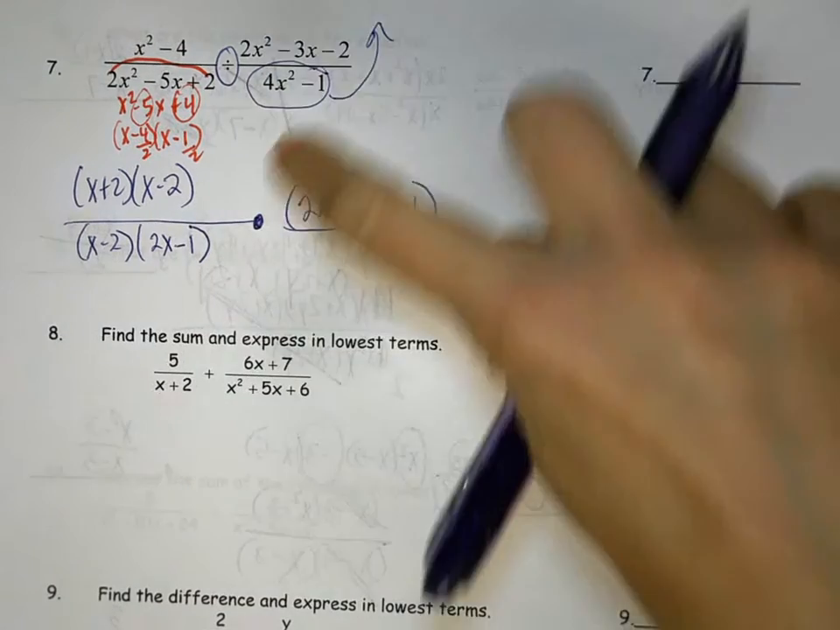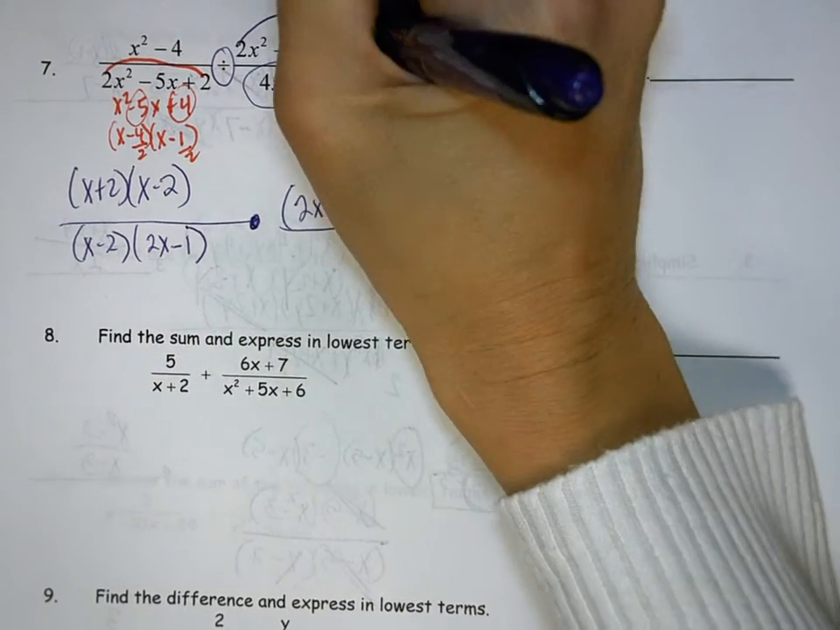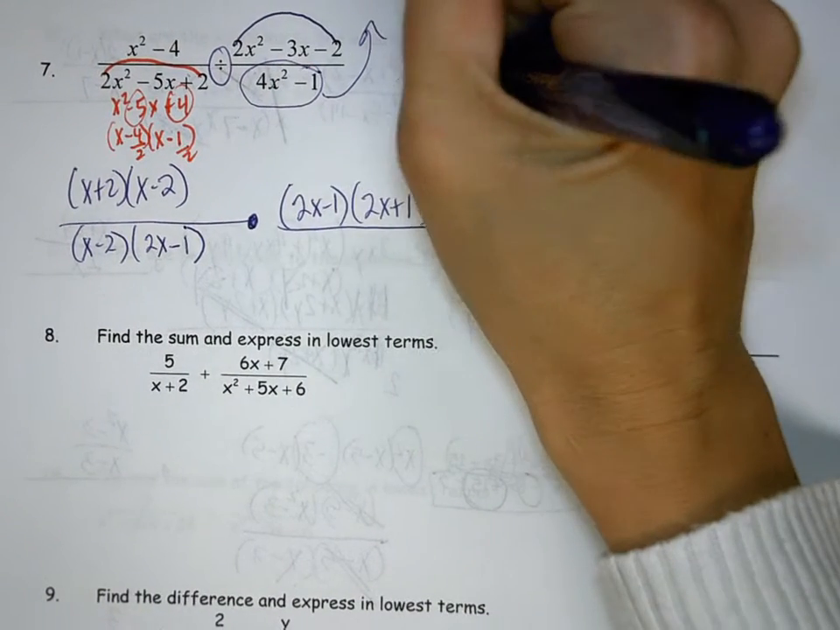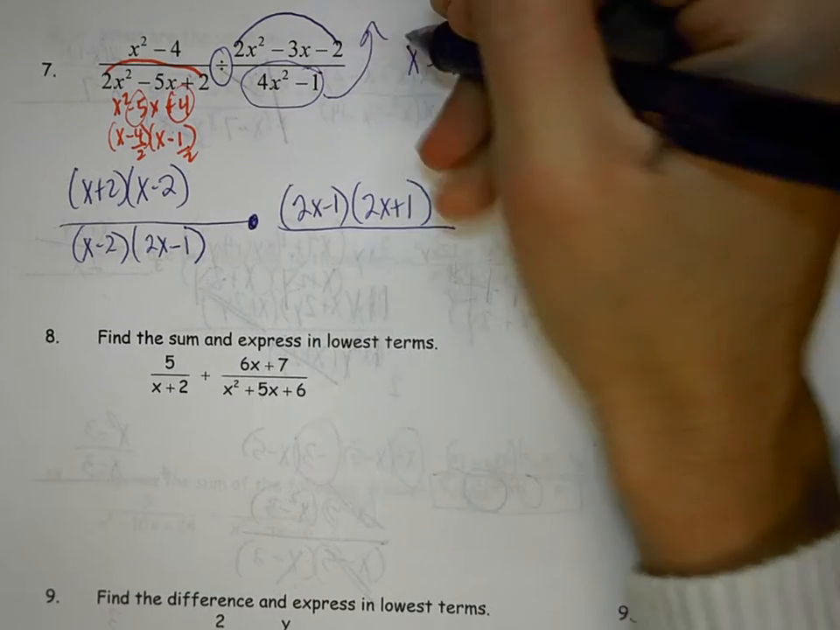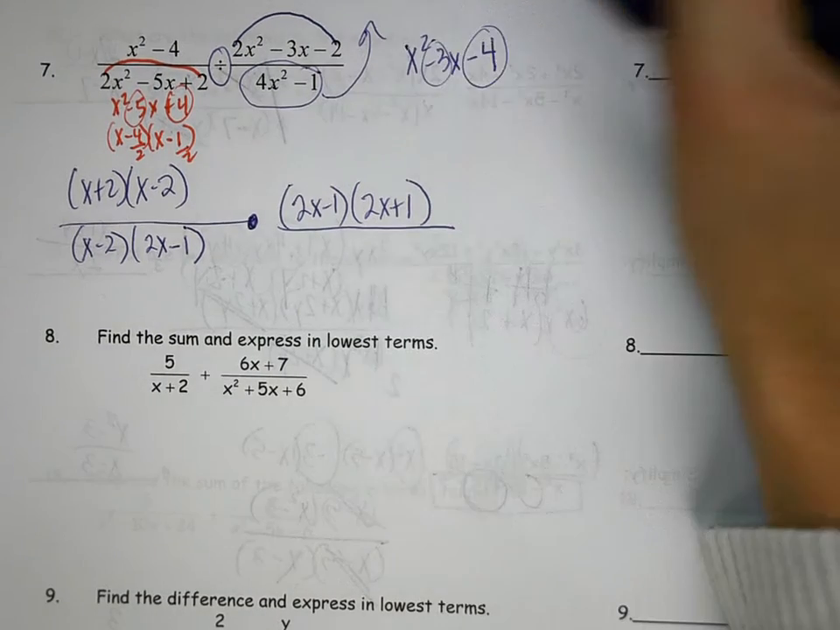Okay, the denominator. I go over by 2, which ends up making x squared minus 3x minus 4. What multiplies to be negative 3 and adds to be negative 4?